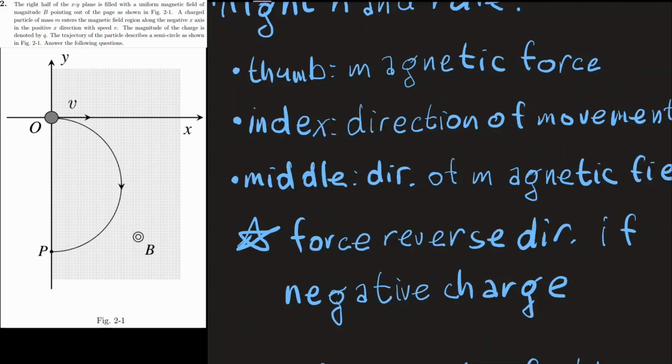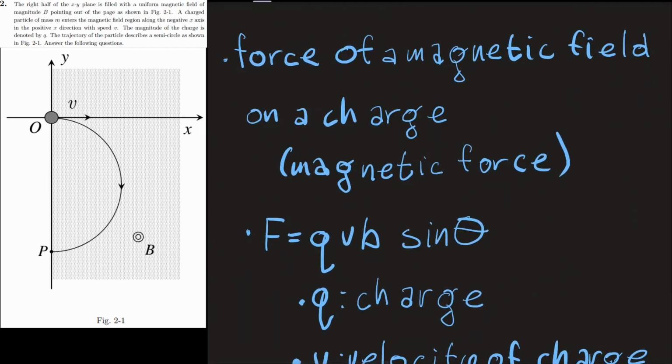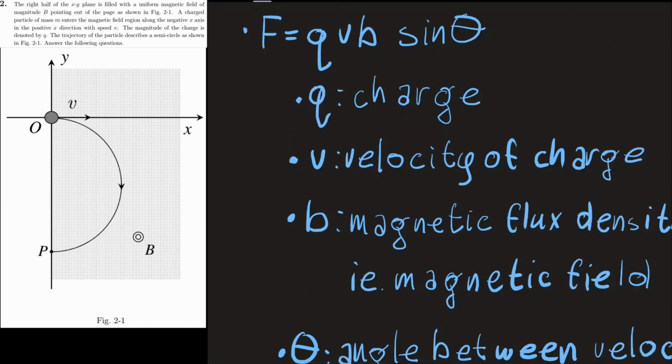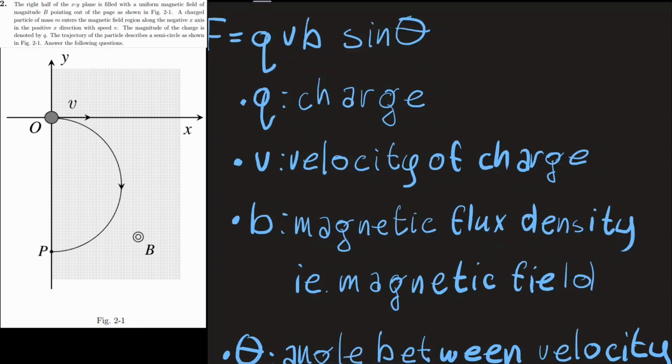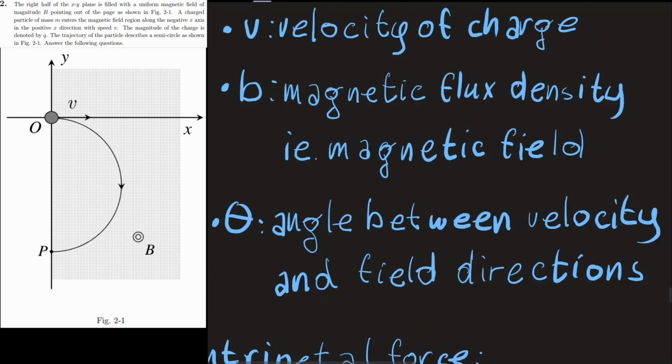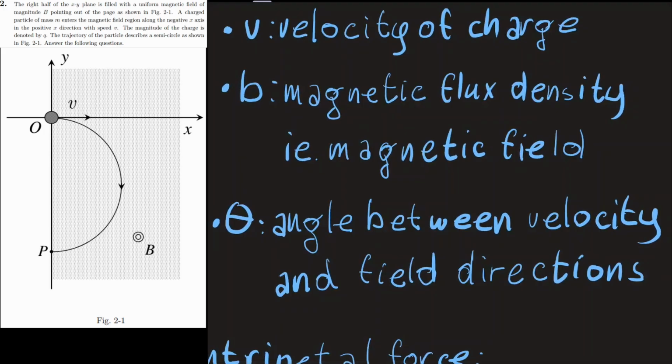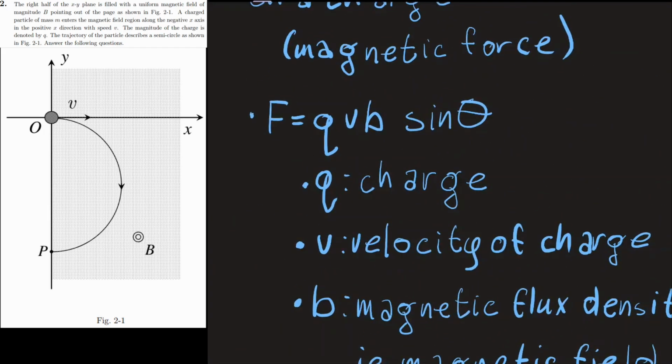Next, you need to know the formula for the force of a magnetic field on a charge, or more simply, the magnetic force. It equals qvB sine theta. q is the charge, v is the magnitude of the velocity of the charge, B is the magnetic flux density, or it can also just be called the magnetic field or the magnitude of the magnetic field. And theta is the angle between the direction of velocity and the direction of the field. And notice that if the charge is negative, then the force will also be negative, and that matches what I said about the force being in the opposite direction with the right-hand rule.